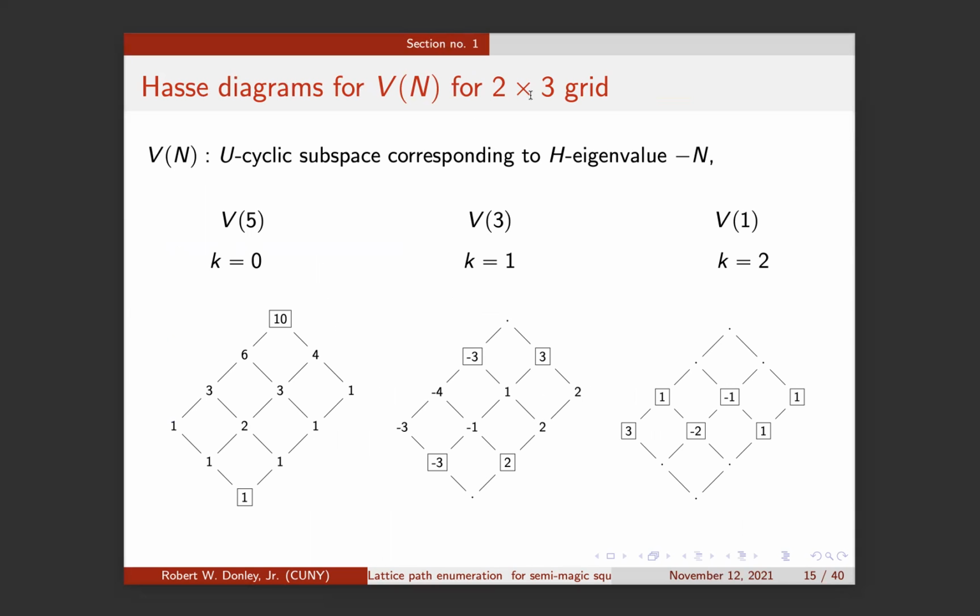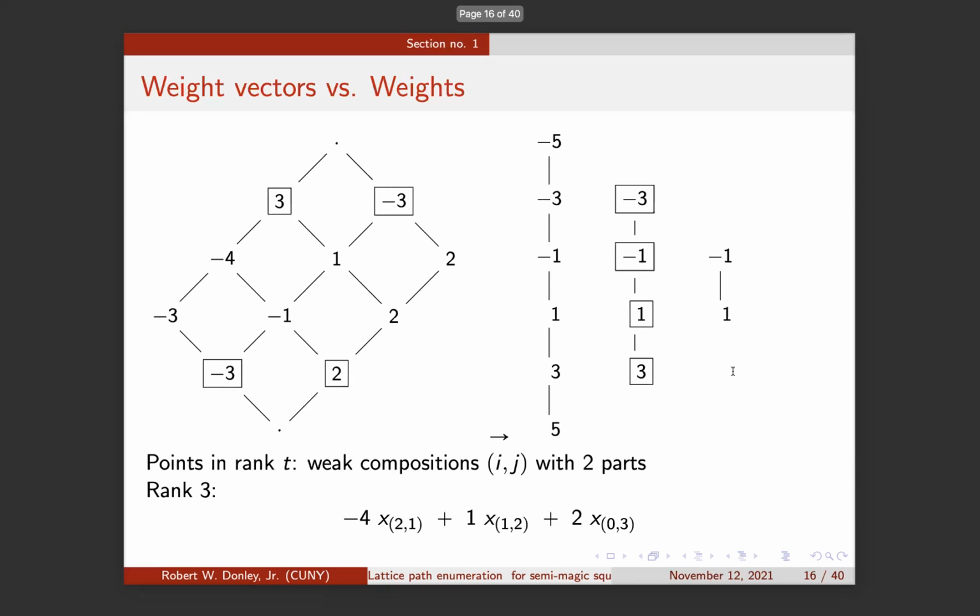If we take the 2x3 grid, there are going to be 3 Jordan blocks. So each picture represents a Jordan block. Let me tell you how you get the vectors, which is on the next slide, but then we'll come back. So for the middle block, what's going on here? Well, the ranks are supposed to represent coordinate vectors.